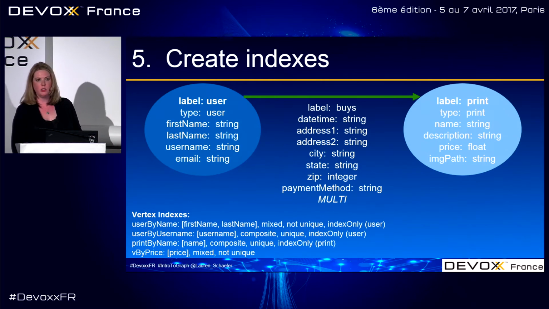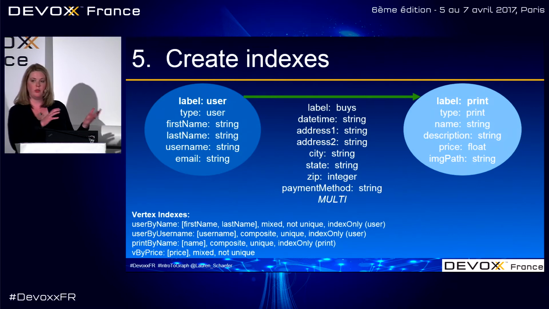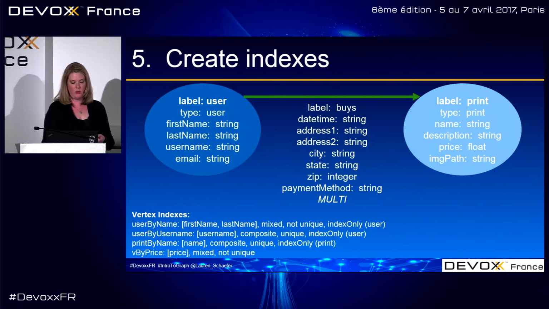So the first thing you want to pick is which properties you're going to index. So user by name, I'm going to search on both the first name and the last name properties. My other indexes, I'm only going to search on one property, like username, name, or price.